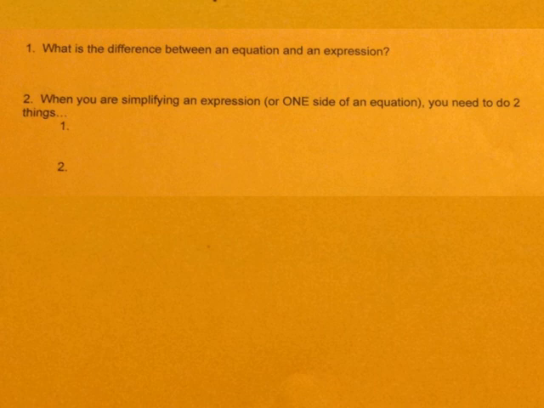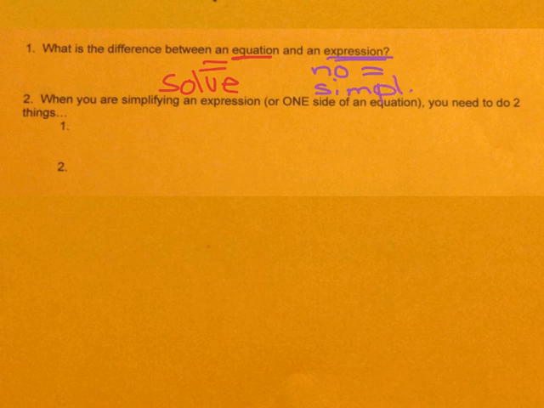Number one says, what's the difference between an equation and an expression? Well, an equation is going to have an equal sign with it because there's two sides to it. And in an equation, you have enough information to actually solve for what's there most of the time. And in an expression, there is no equal sign, so we don't know what it's supposed to equal. So there's not enough information for us to solve it. So we still don't know what x or y or z or anything is. All we can do is simplify. That's it.